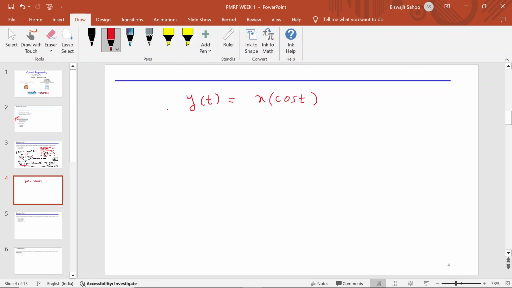Can you tell me for what value of t we are saying that it is a non-causal system? Sir, if t is equal to 0, cos 0 is 1. So you are saying that if you put t equal to 0, then y of 0 equals x of cos 0, which is 1. It means at 0 it depends on a future value, so you are concluding that it is a non-causal system. You are absolutely correct.